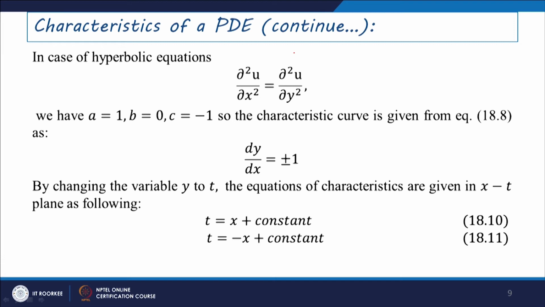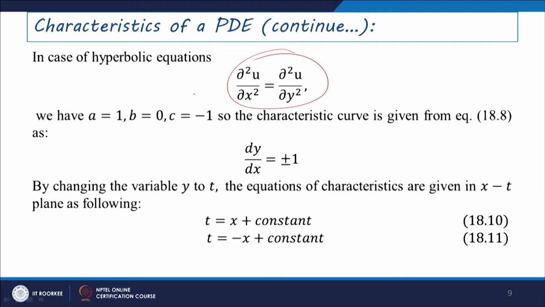And if you go for the hyperbolic equation here, if you write a generalized hyperbolic equation, it can be expressed as del square u by del x square equals to del square u by del y square, or in generalized form we express this as del square u by del t square equals to del square u by del x square there, where we are writing a equals to 1, b equals to 0, c equals to minus 1. So the characteristic curve will be given by dy by dx equals to plus or minus 1. We will have two solutions here.